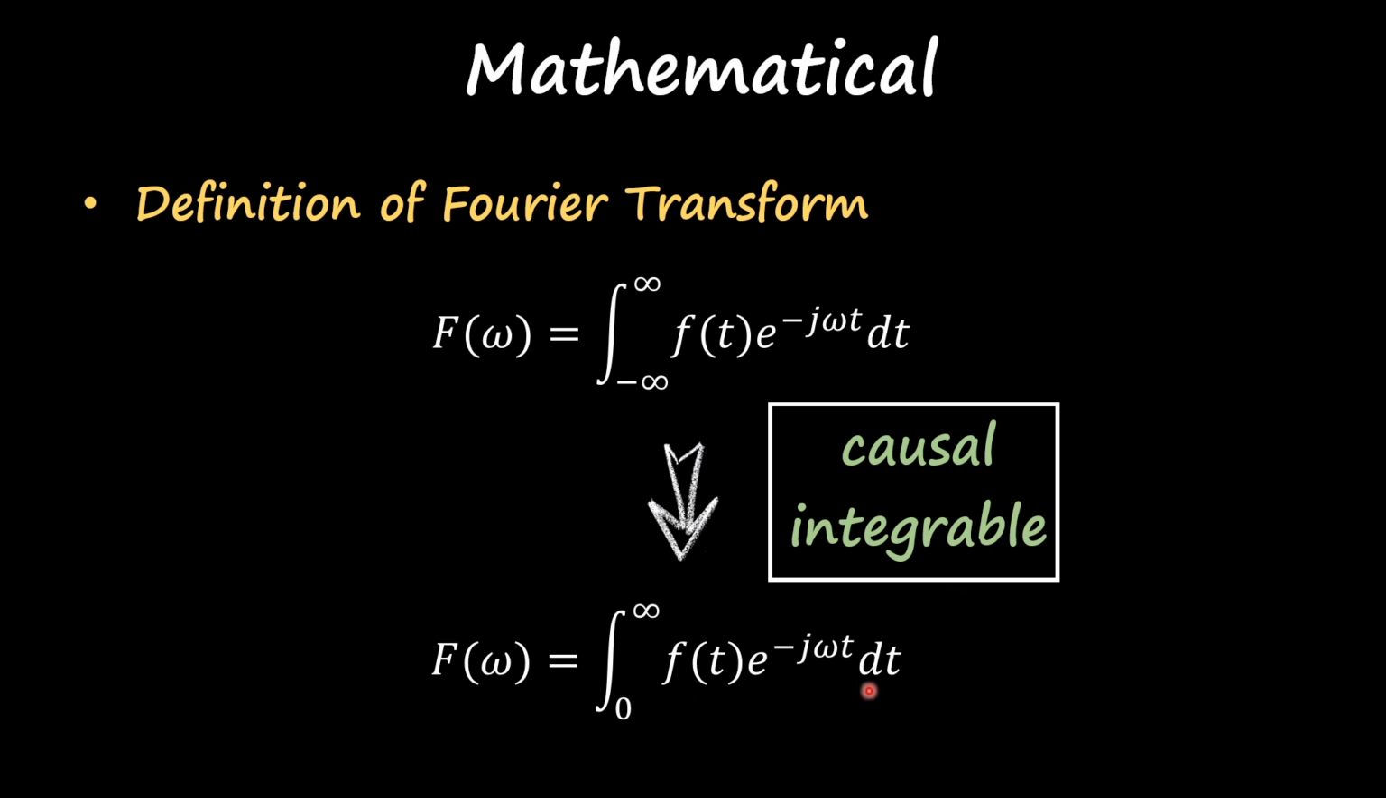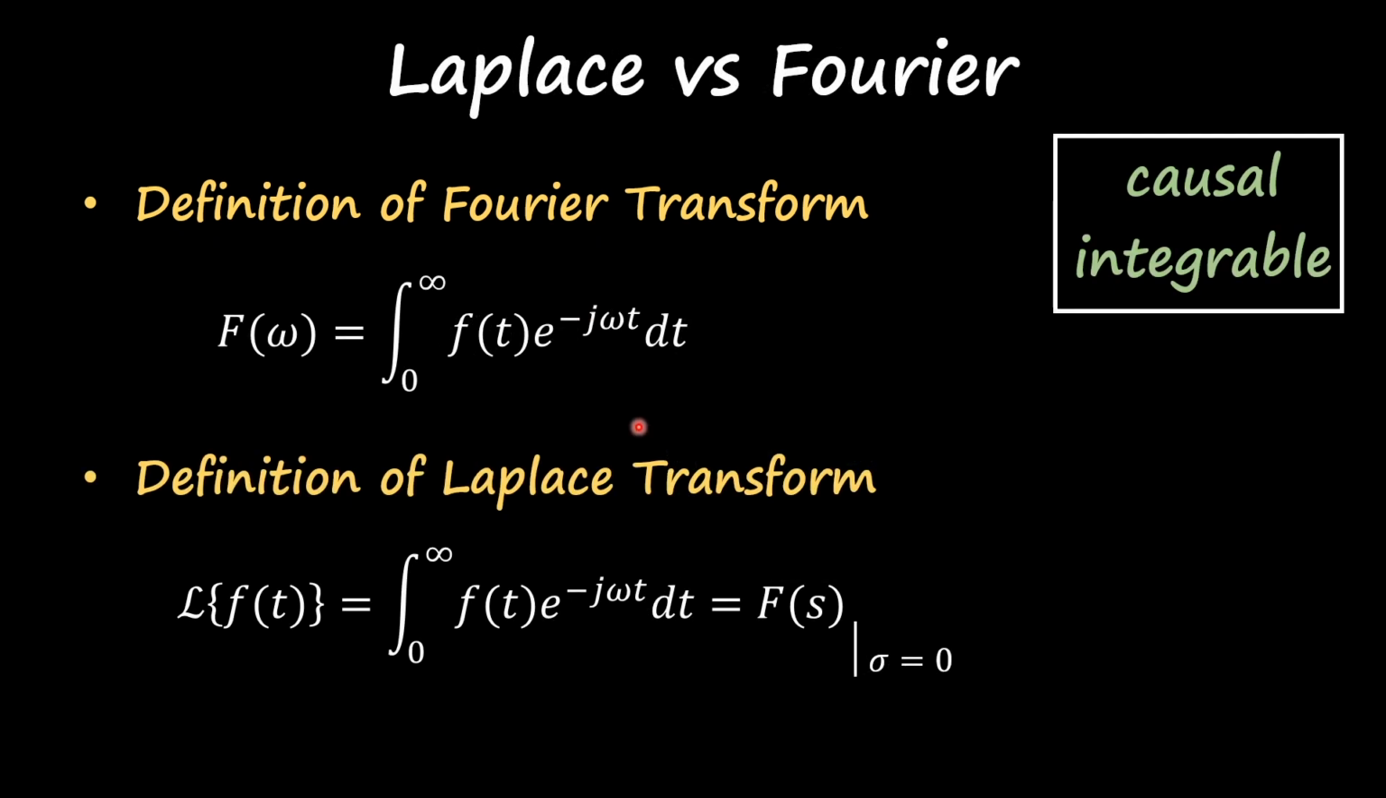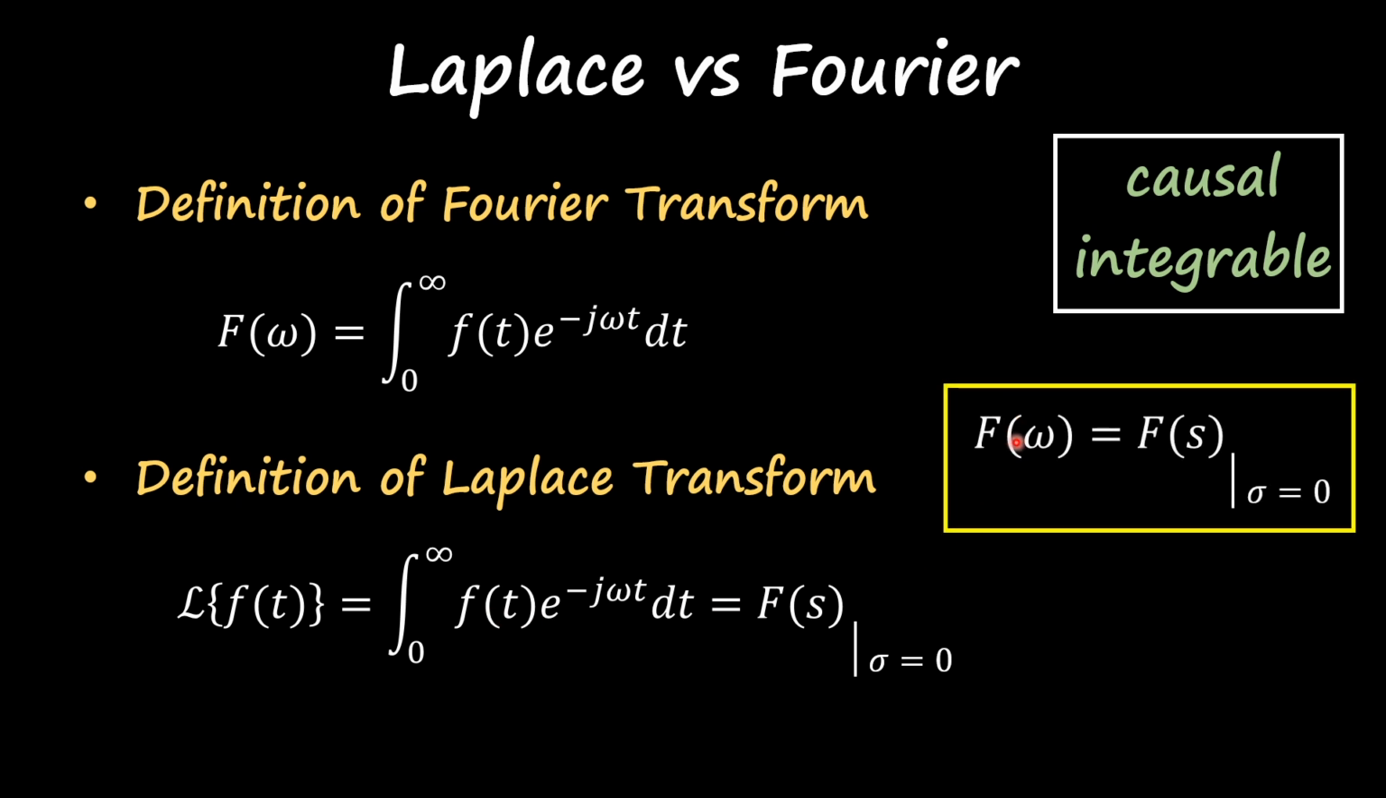So if this is satisfied, and I put both equations here side by side, you will see that they are exactly the same equations, and you see that my Fourier transform can be equal to the Laplace transform, substituting the s by j omega, as long as the real part of your s is equal to 0.